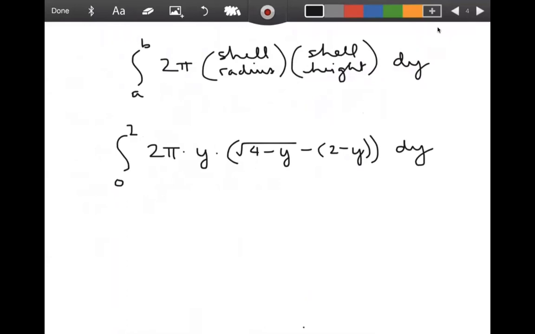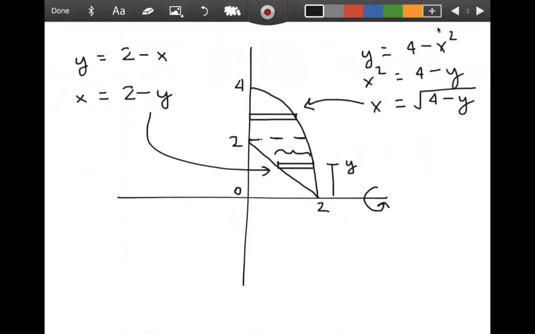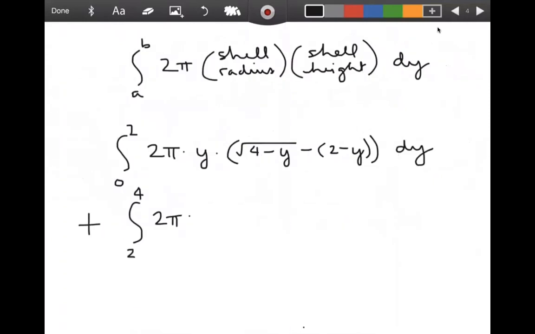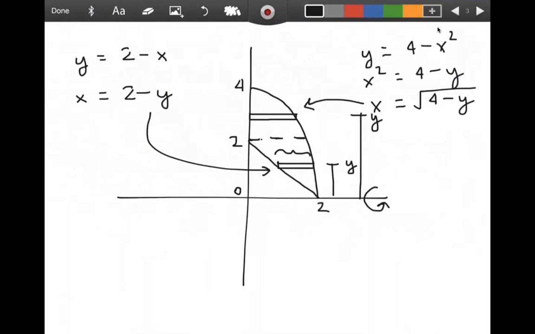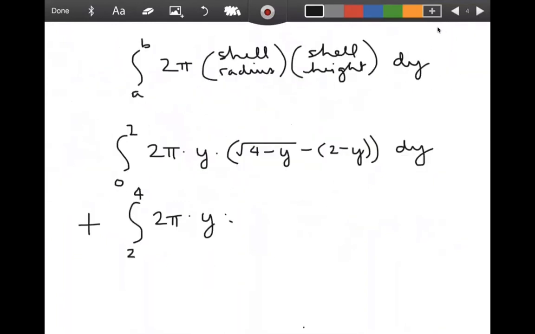Okay. To get the rest of it, I have to add the integral from 2 to 4. 2 pi, the shell radius is still going to be y. And this time the shell height is actually going to be a little simpler. The shell height, see, now the straight line has nothing to do with it. It's just determined by the parabola. So the height of that shell is just going to be the square root of 4 minus y. Okay.